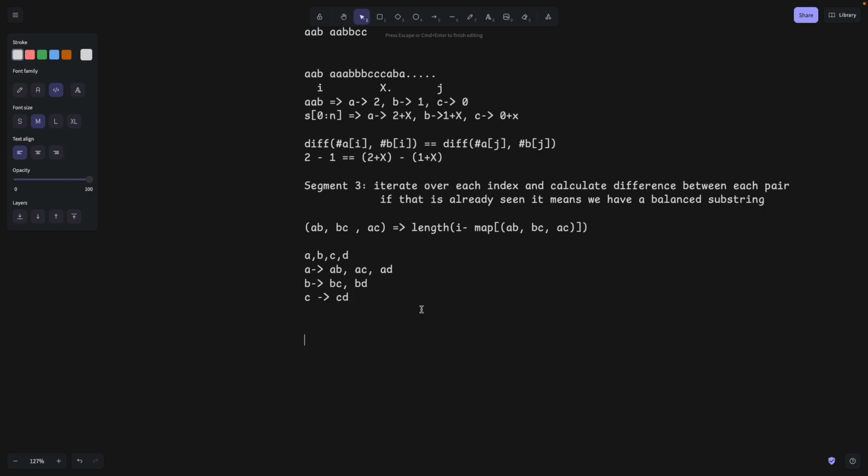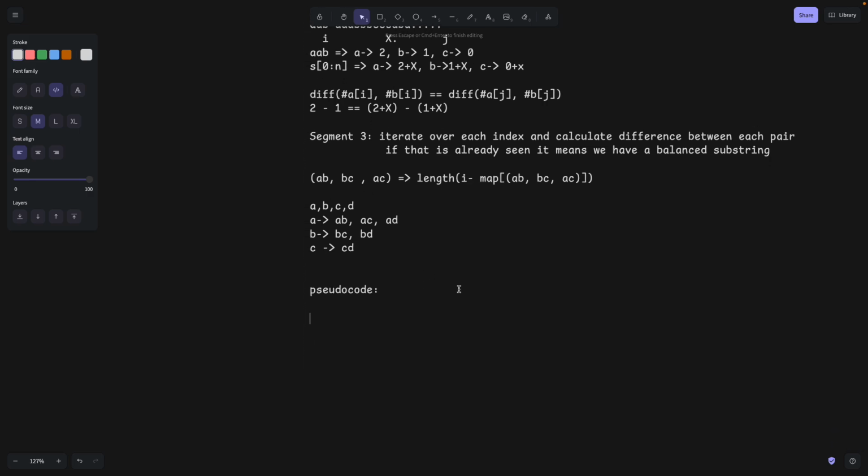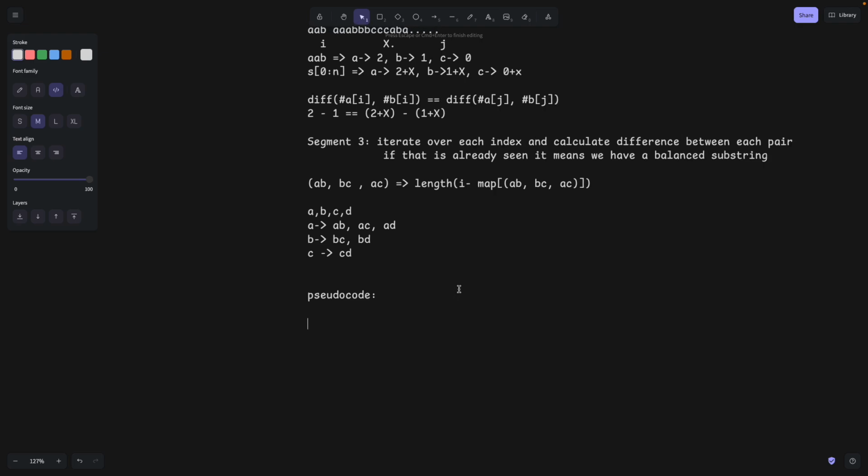First of all, let me write the pseudocode. So we need to find for case 1, let's suppose when distinct character is 1, we need to find the maximum length of the substring. Okay.